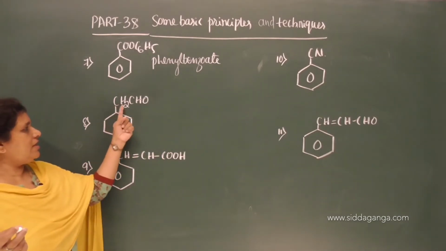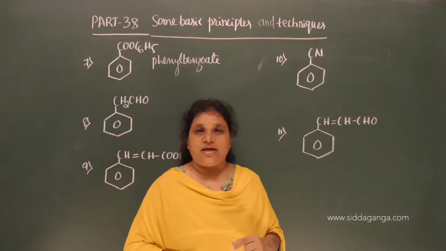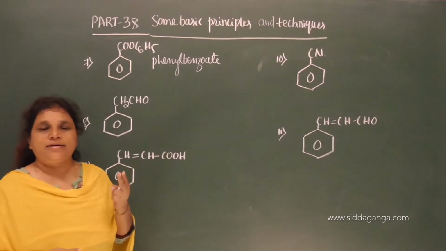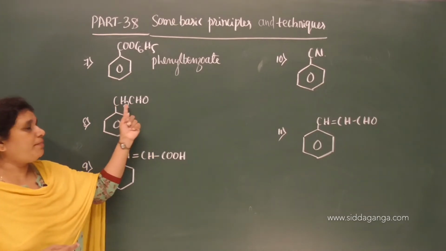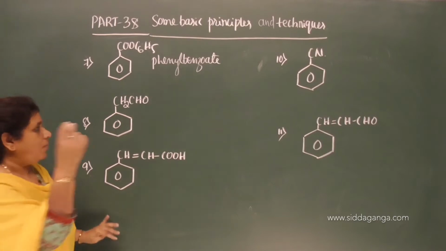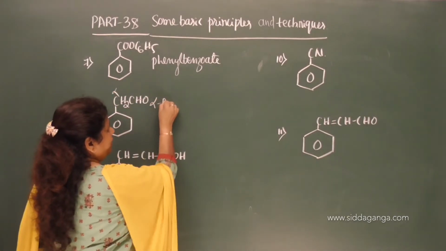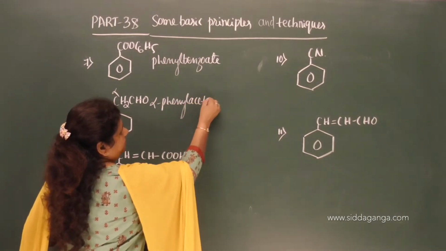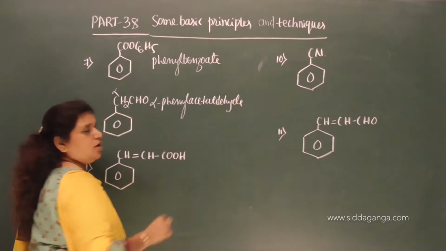Now CH3CHO, what is the common name for CH3CHO? That is acetaldehyde. The 2 carbon aldehyde is acetaldehyde, and the IUPAC name is ethanal. Now it is substituted ethanal. What substituted? This is alpha. So alpha phenyl acetaldehyde is the common name.